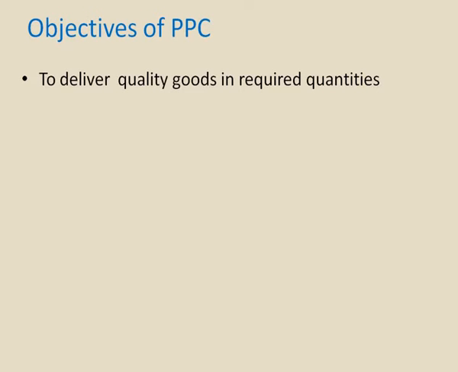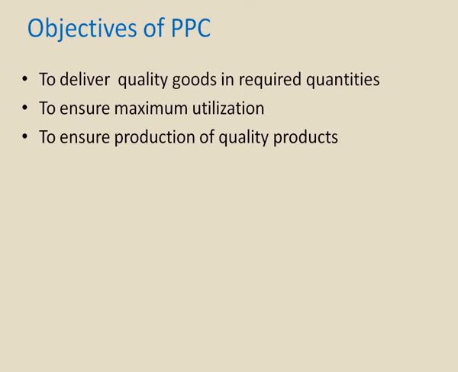Next topic, Objectives of PPC. What are the objectives of production planning and control? So the first objective is to deliver goods in required quantities. There must be proper planning so that if for the goal they have set, for 5,000 products they have to produce, then they must be in a position to deliver the quantities that is being targeted. The second objective is to ensure maximum utilization. Again, what are the resources that are available with them? They must be maximum utilized in the best possible way so that they can get maximum output at minimum cost.